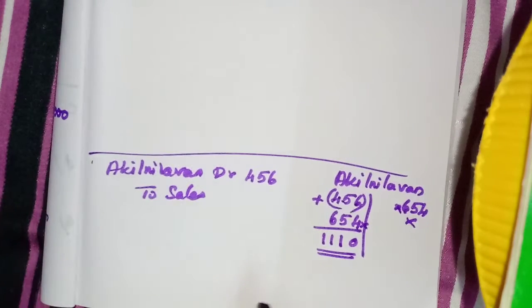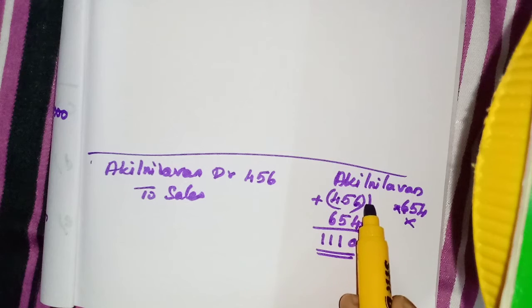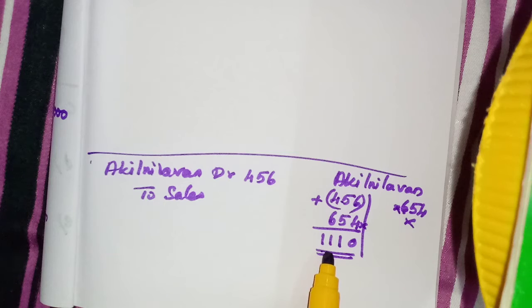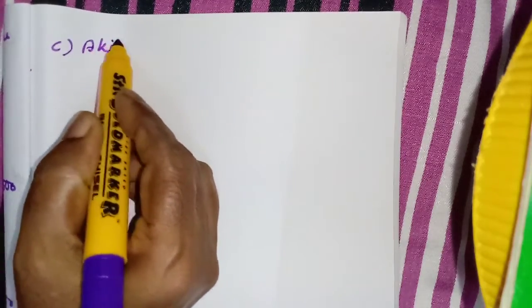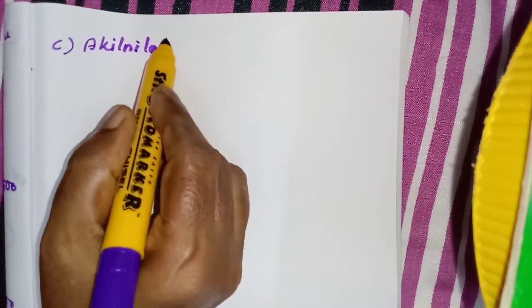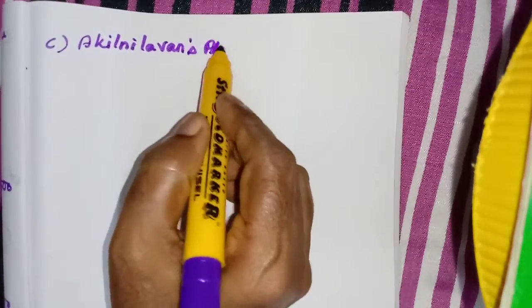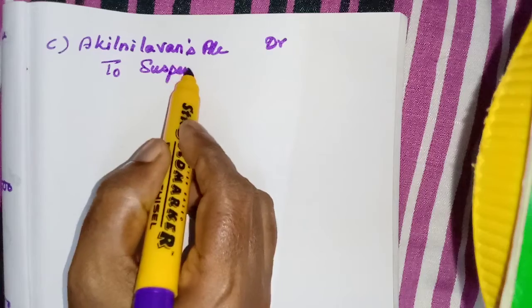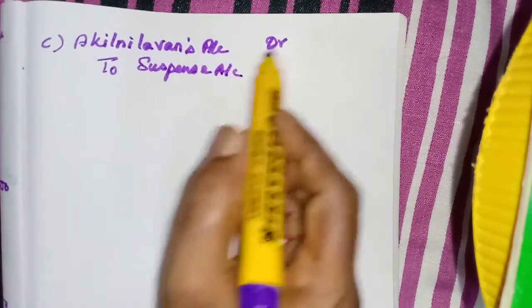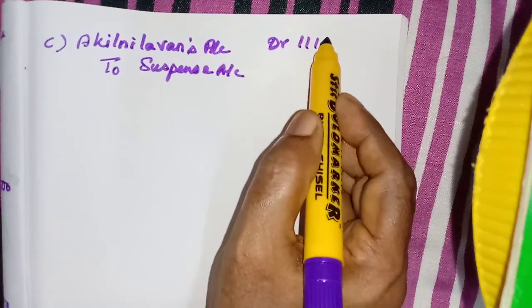So what is the entry? Akhil Nilavan's account should be debited with rupees this much. Then suspense account must be credited. See, Akhil Nilavan's account debtor to suspense account, amount 1110.